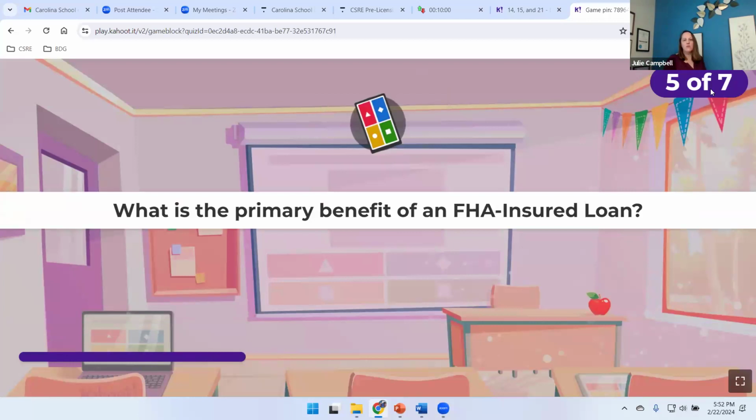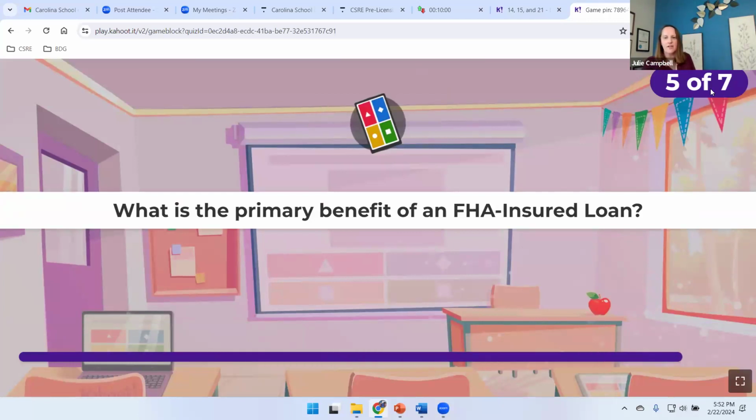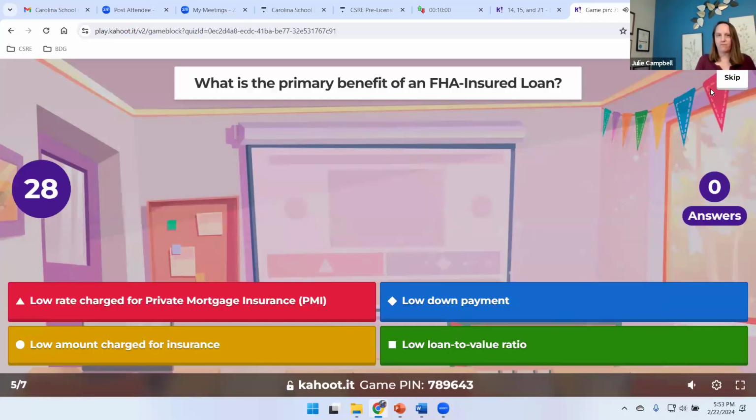Question number 5. What is the primary benefit of an FHA insured loan?